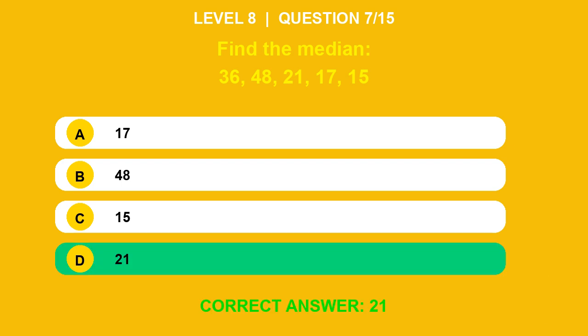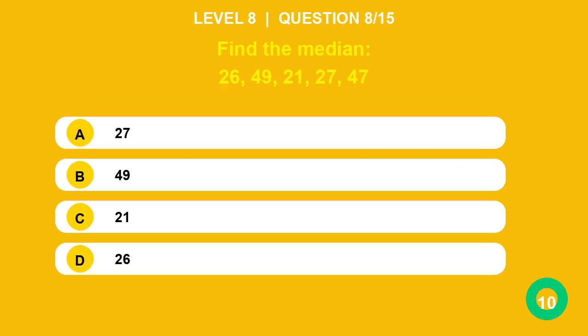Answer is 21. Find the median. 26, 49, 21, 27, 47.